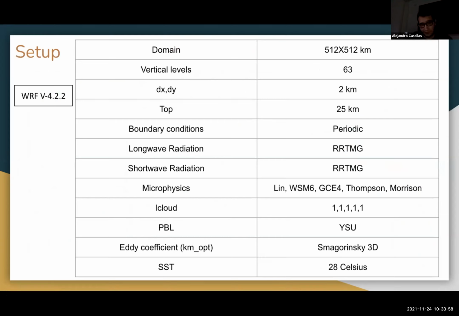So I'm using WRF with a domain of 100 by 500 kilometers with 63 vertical levels and a resolution of 6 kilometers. So it's convection-permitting simulations with a top at 25 kilometers. The idea is not to change the longwave radiation, as shown with radiation, or the ice cloud, PBL, or eddy coefficient. And we also have a fixed SST. But we want to change the microphysics to see how sensitive the convective aggregation is to the microphysics.